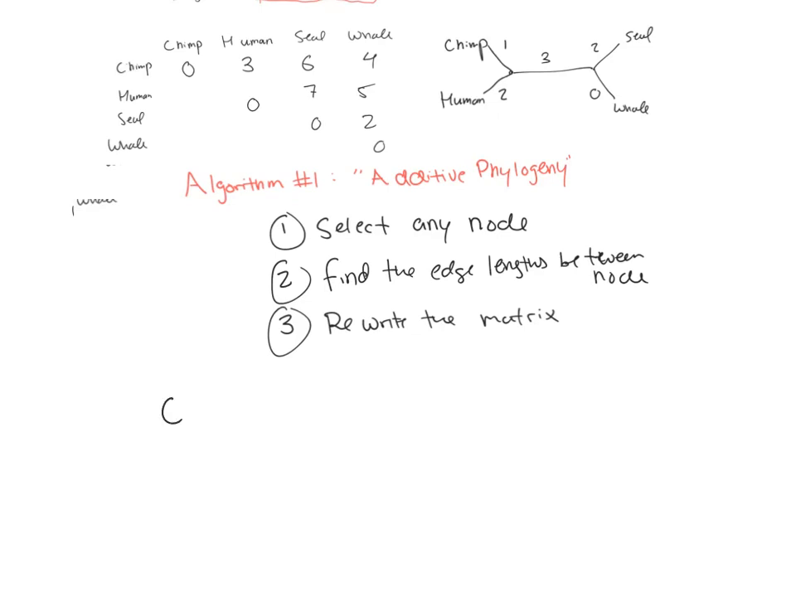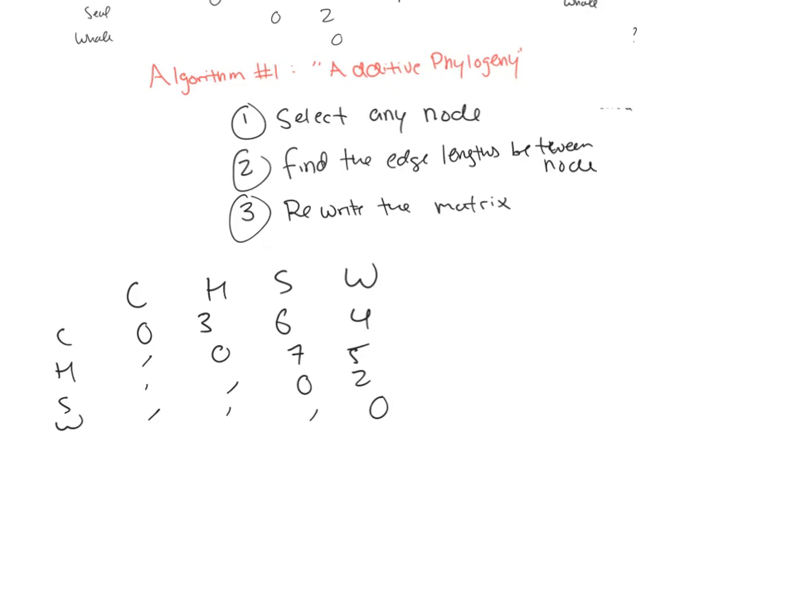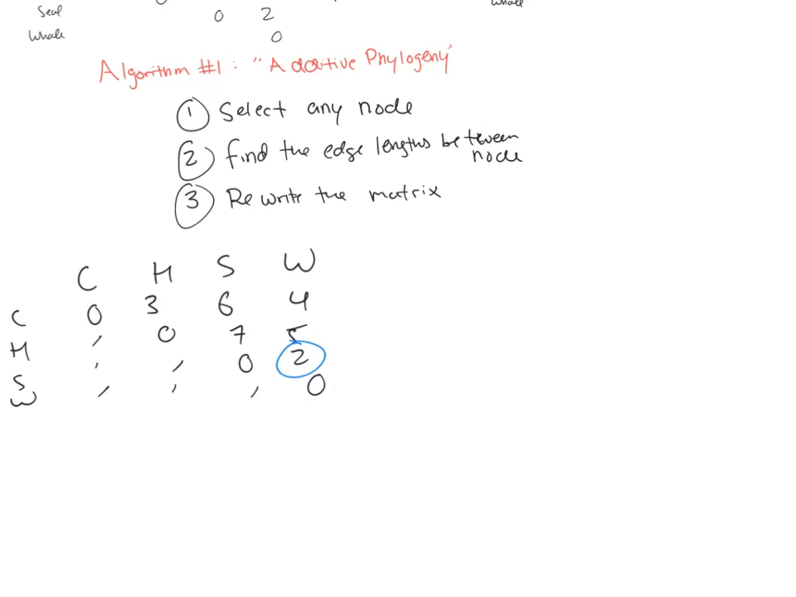So here I'm just going to abbreviate C, H, S, W, and our identities here, and we don't care about these. This is the triangular matrix. So here we have 3, 6, 4, 7, 5, 2. So I'm going to pick a node at random. This node looks cool. Let's do 2. And now I'm going to connect. So this is seal and whale. So I'm going to write seal, and it's going to be connected to whale. And I'm going to call this node right here A.